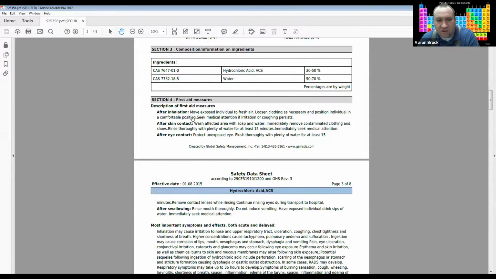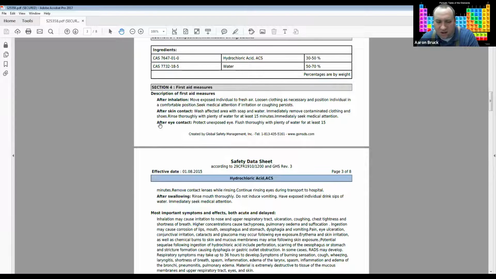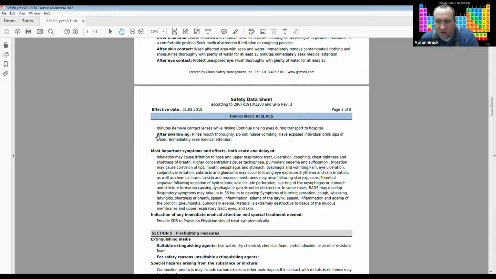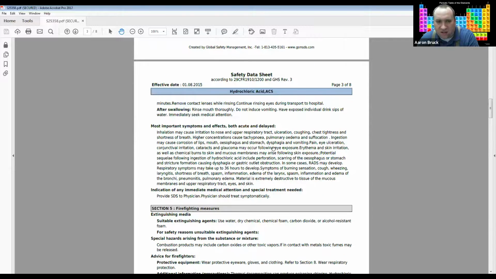Here are your first aid measures. So if you inhale it, get to fresh air, and just kind of breathe normally, try to get the hydrochloric acid to come out naturally. If you get it on your skin, wash your skin with soap and water, and rinse for at least 15 minutes, depending upon your exposure. If you get it in your eyes, use the eye wash station, flush it with water for 15 minutes.